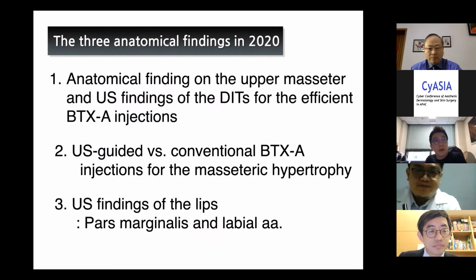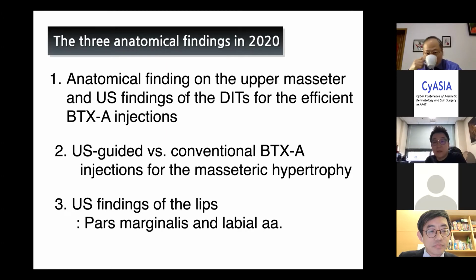Okay, today I will talk about the three anatomical findings. First will be the anatomical findings on the upper masseter and ultrasonography findings of the DIT, the inferior tendons. And second topic is the comparison between the ultrasonography guided injection procedures and conventional toxin injection procedures. And last one will be the ultrasonography findings of the lips.